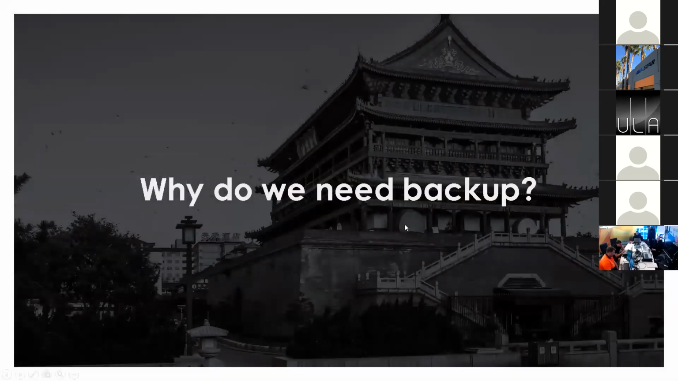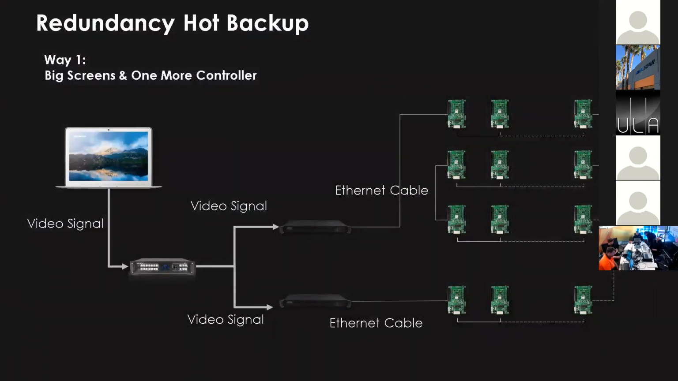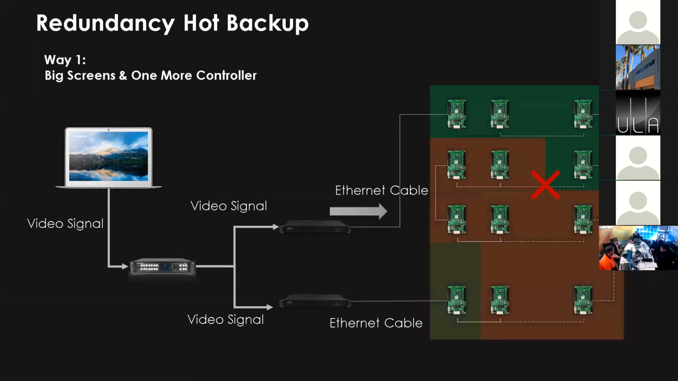The first part is why do we need it, and how can it improve the stability? We can see the system's structure. Normally, there is only one channel from video source to the processor, to the controller, and to the receiving cards. But what will happen if the data channel is broken? All the rest of the screen will be blacked out. We can see like this.